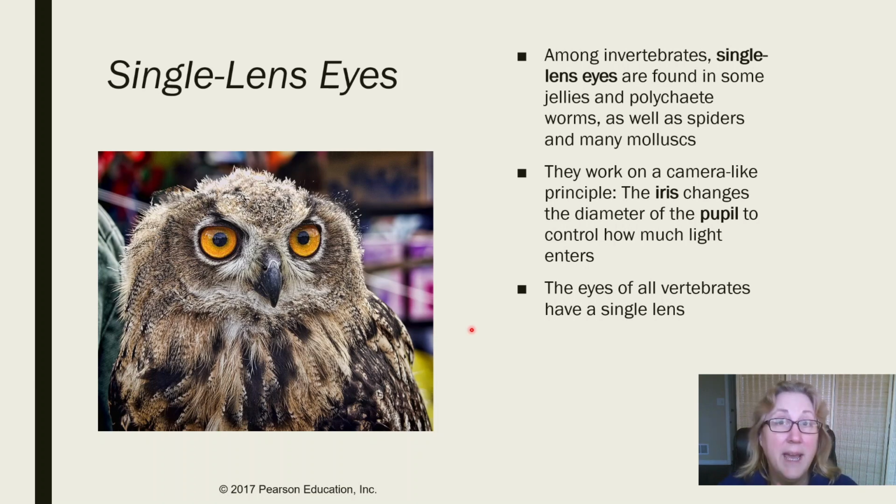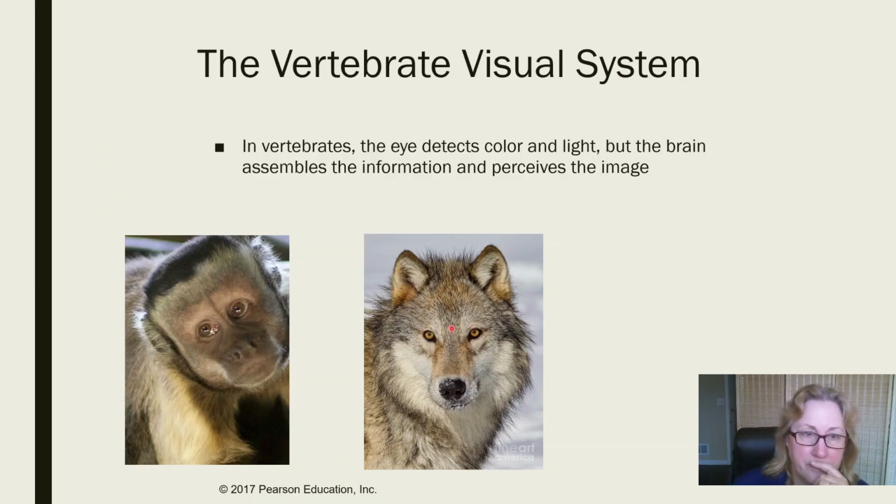There's also a lens that can accommodate for distance. So not all animals have a lens that can accommodate for distance. We can focus on things far away, and then things that are close up, and that's because of the lens in our eye, not the iris. The iris changes the amount of light that enters your eye.